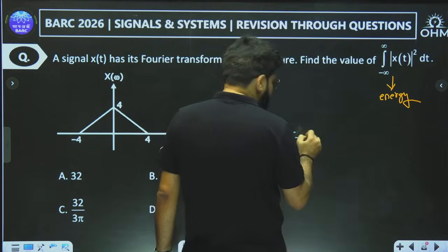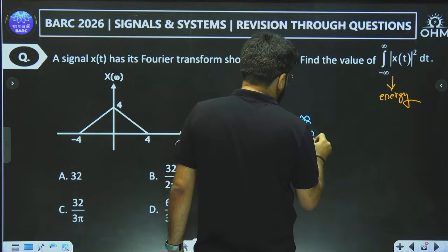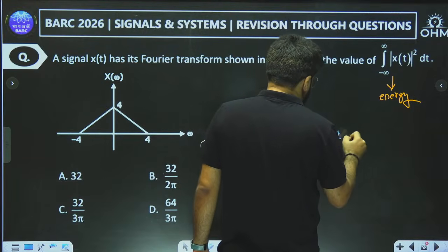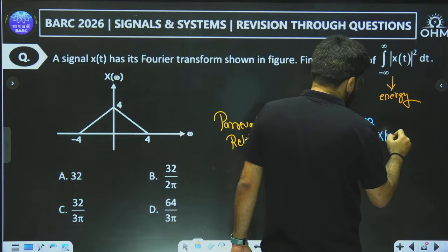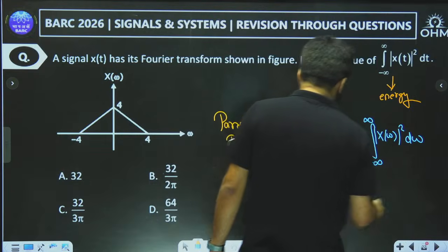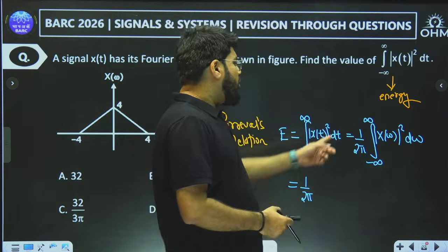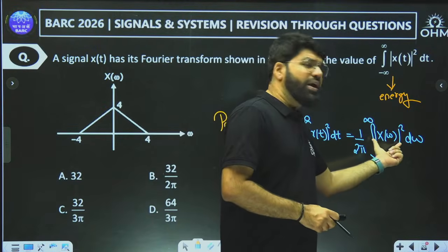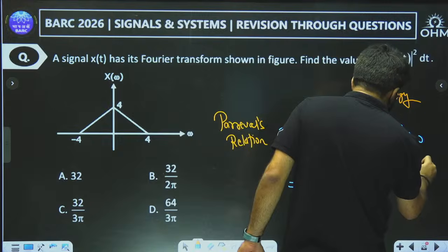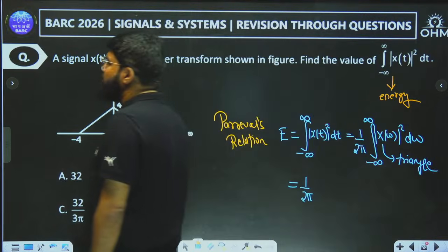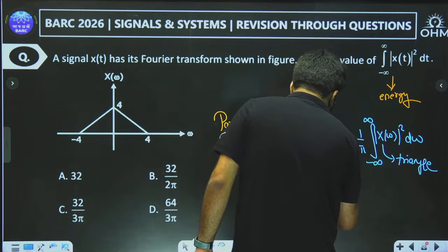Here you write energy as, in the time domain, the integral from minus infinity to infinity of modulus x(t) whole square, which is also equal to 1 upon 2 pi times the integral from minus infinity to infinity of modulus X(omega) whole square d omega. Now this is 1 upon 2 pi times the area under the square of X(omega). The area under the square of a triangle is given by some basic energy results: A square into d by 3.